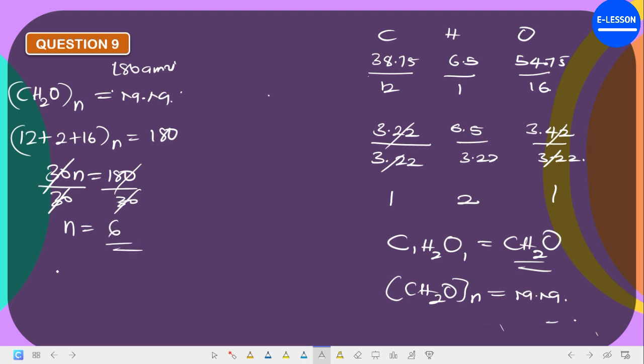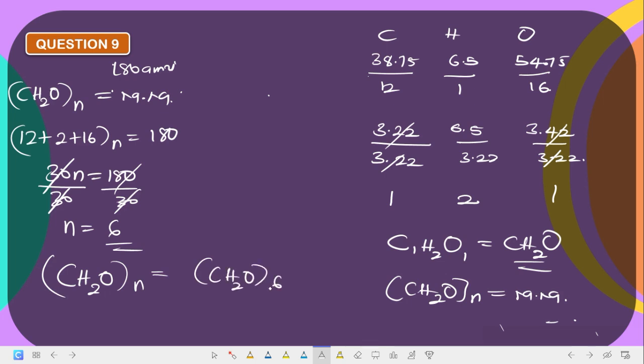So it makes sense. If you now substitute into the equation, what you had initially was CH2O bracket N. Now your N is 6, so this becomes CH2O bracket 6. Open the bracket, and it becomes C6H12O6, and this is the exact molecular formula of glucose. This is the answer to this question. Thank you.